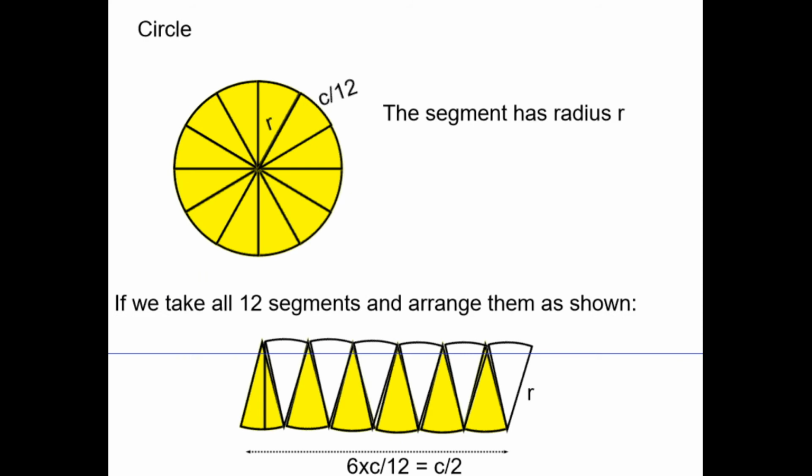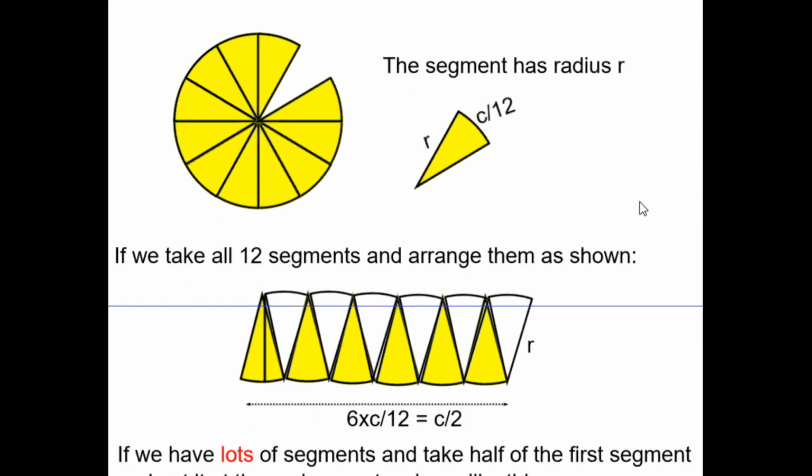Now, how about a circle? Well, in this circle, I've got 12 segments. So I take this segment out, I've got a side which is there, C over 12, 1/12 of the outside, and then that side there which is the radius r. Now we could take these segments, put them like this.